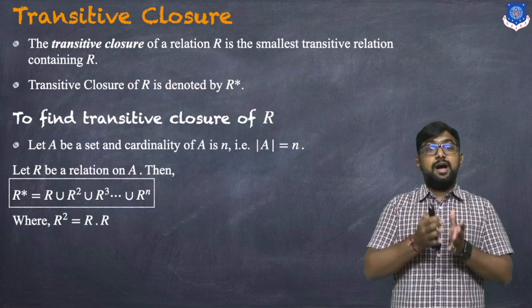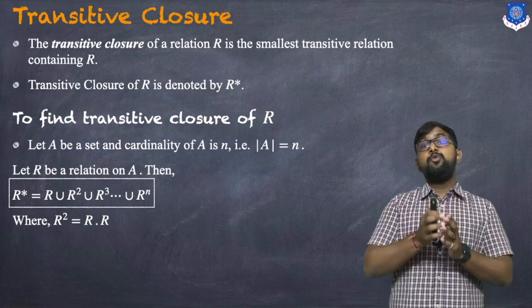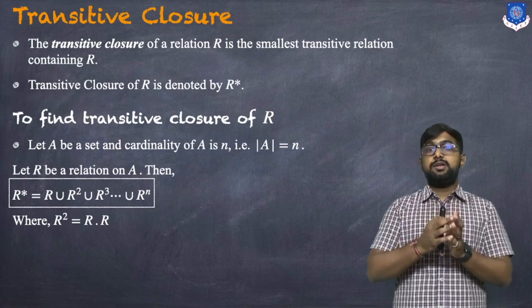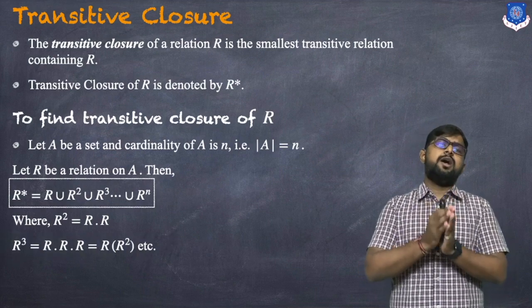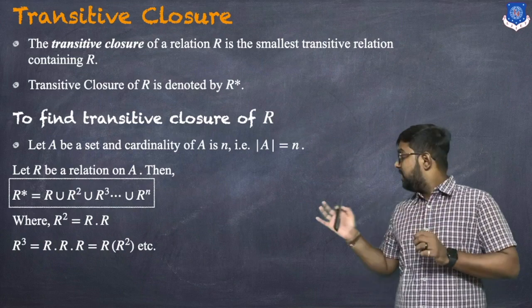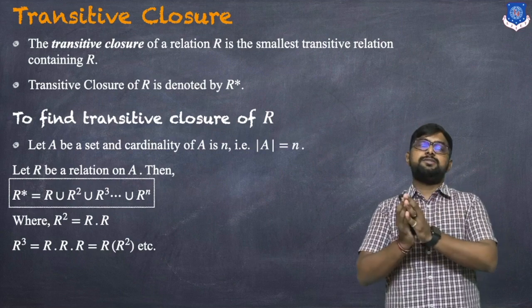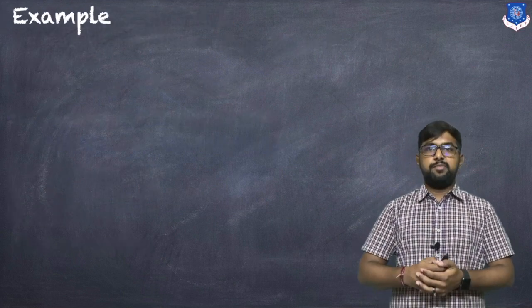Here R square is R dot R, which is the composition of a relation that we discussed earlier. So R square equals R dot R, and in the same manner R cube equals R dot R dot R, or simply R into R square. That is the composition of the relation R and R square, and so on. So let us discuss an example.